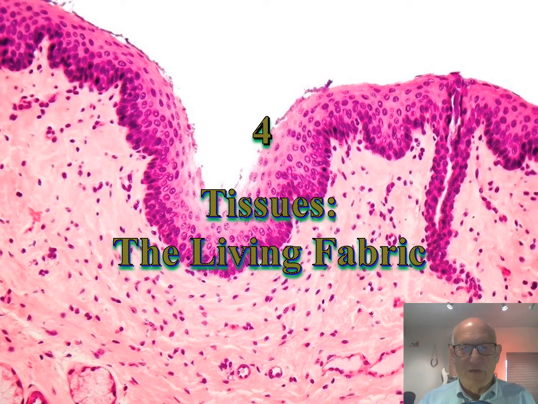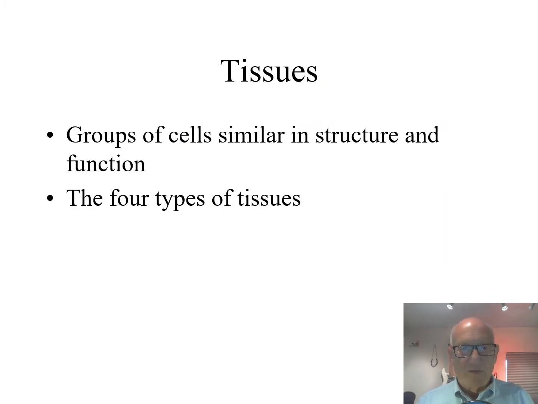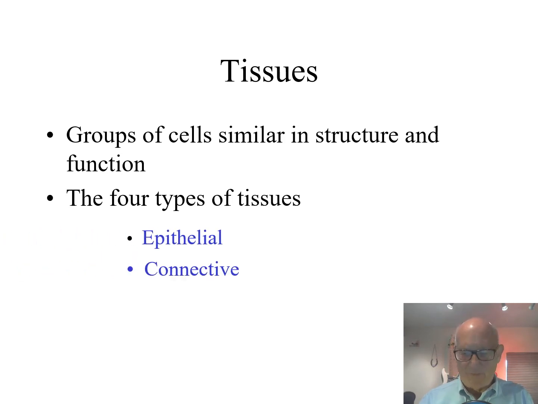Chapter 4 of our lecture notes is about tissues. They call it the living fabric. Tissues are defined as groups of cells similar in structure and function. There are 4 different types or classes of tissues: epithelial, connective, muscle, and nerve.